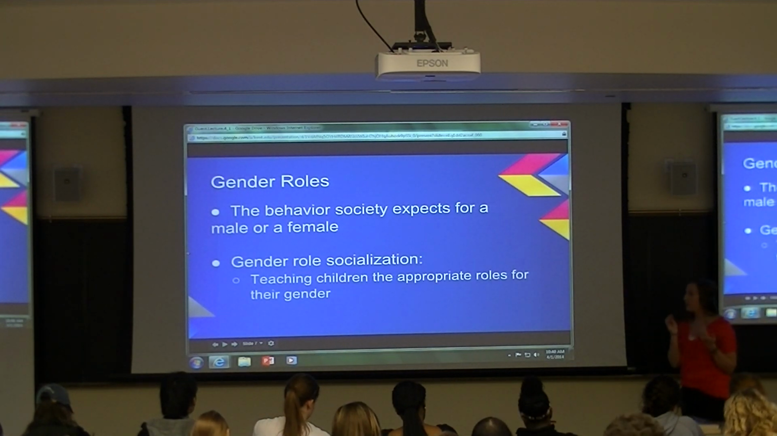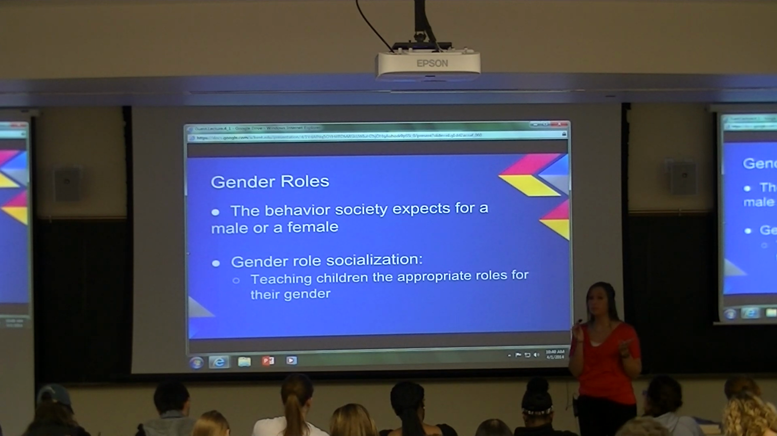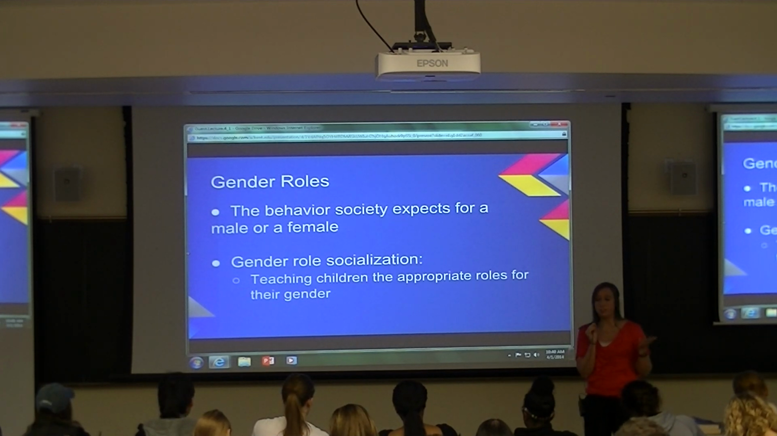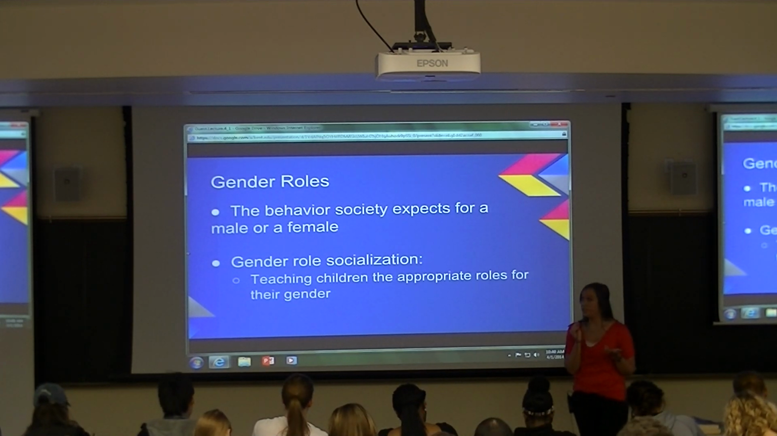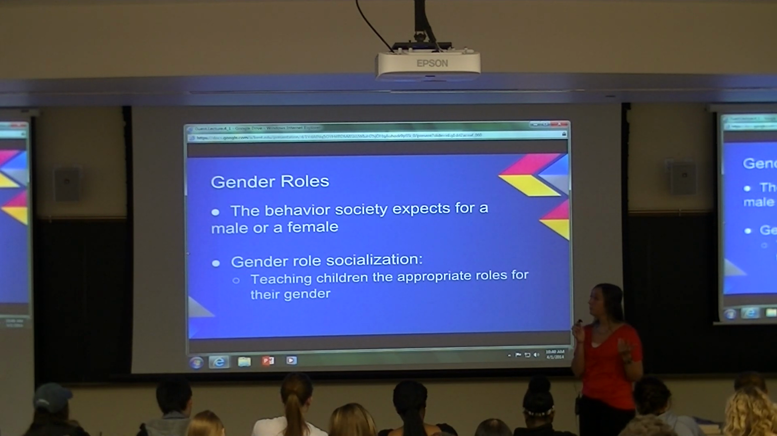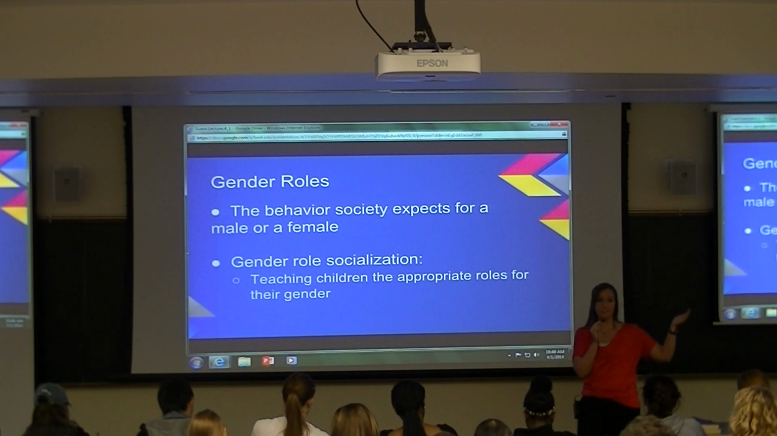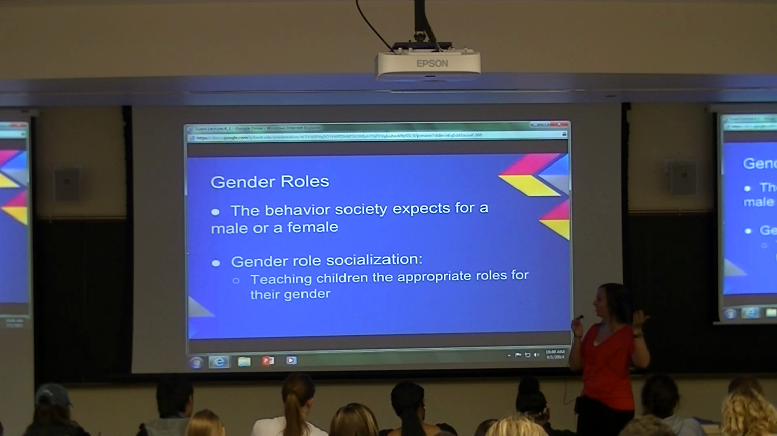Okay, so what we're talking about here is gender roles. These are what society expects based on whether you're male or female. We saw that in the gender reveal invitations, and also in the experiment with the babies. So it's basically what society expects from you based on your sex, based upon whether you have a penis or a vagina.